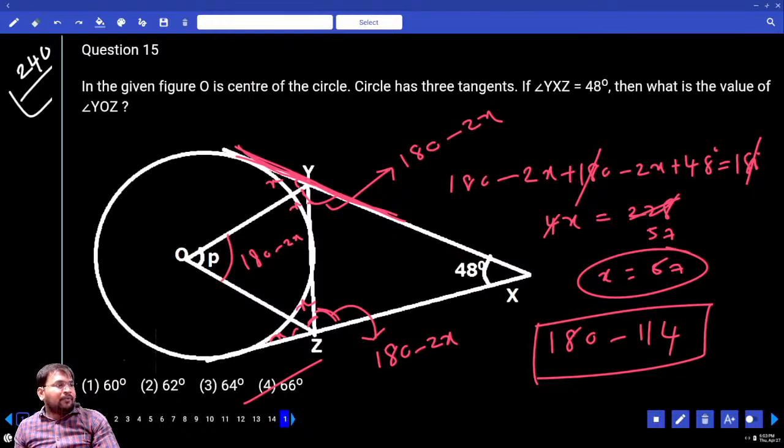A simple rule for a single circle: if you draw n number of tangents, the lengths of the tangents are equal. Shall I go for the next question?